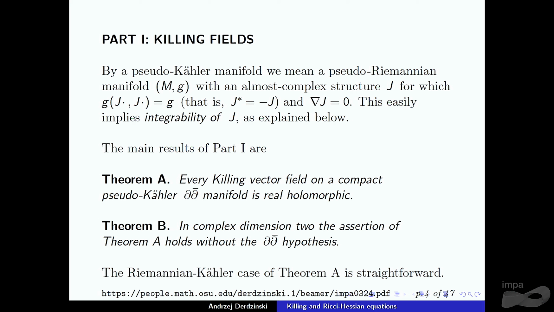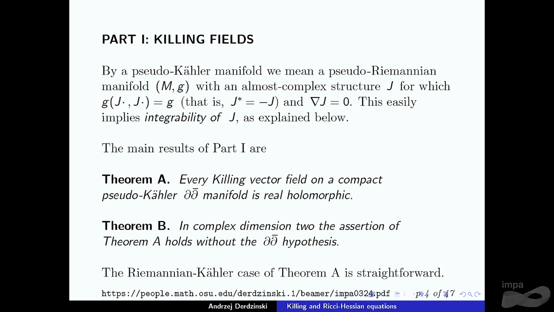A pseudo-Kähler manifold, not surprisingly, is a pseudo-Riemannian manifold with a fixed almost complex structure J which is orthogonal with respect to the metric, in other words, skew-adjoint with respect to the metric, and parallel. And integrability of J follows. I'll comment on that in a moment. The statement of the main theorem is that a Killing field on a compact pseudo-Kähler manifold with the DD bar property is necessarily real holomorphic. And in complex dimension 2, the same assertion holds without assuming the DD bar property.